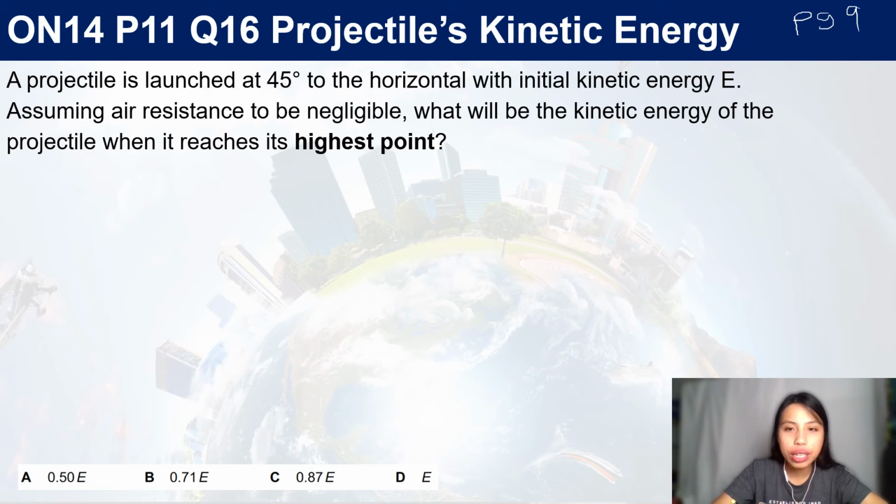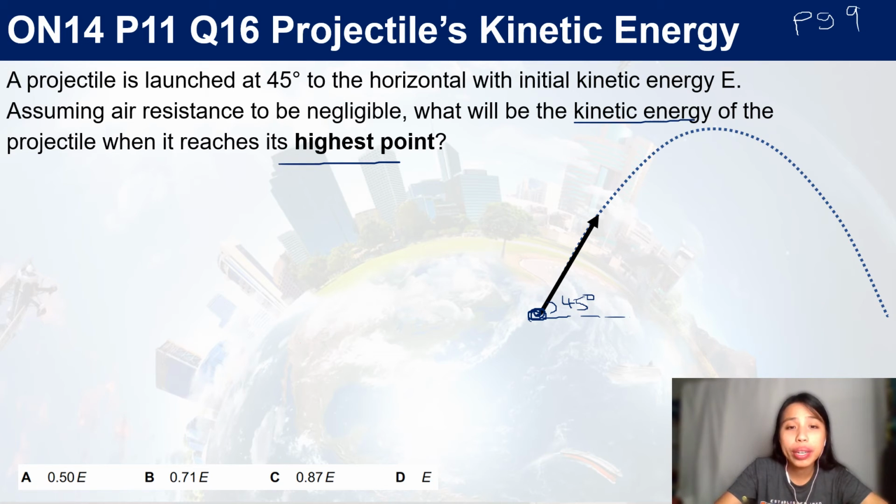First things first, please remember to draw a picture. If you have a projectile launched at an angle, let's say this round thing is a projectile, and it flies up, comes down. This launch is at 45 degrees. They're asking what the kinetic energy is at the highest point up here. Also, air resistance is negligible, so you don't have to worry about drag force and all that kind of stuff. If you start off with the kinetic energy E, what will be the final energy up there?